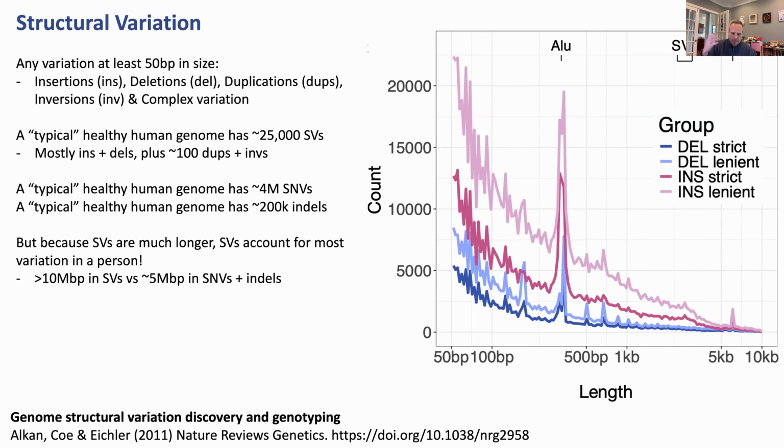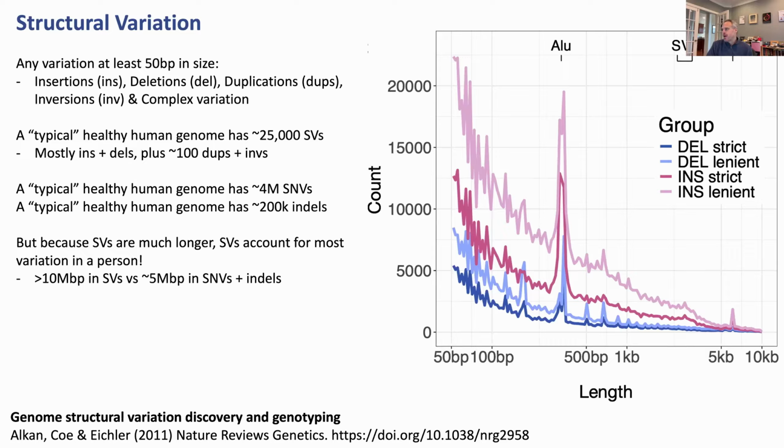If you look at a typical person, most of the variation from one person to the next is actually in structural variation. Even in a healthy germline genome, we're going to have more than 10 megabases of variation captured through structural variation, whereas you'll have a few million bases in SNPs and maybe a million bases or so in small indels. So the majority of variation from person to person is actually in structural variation.